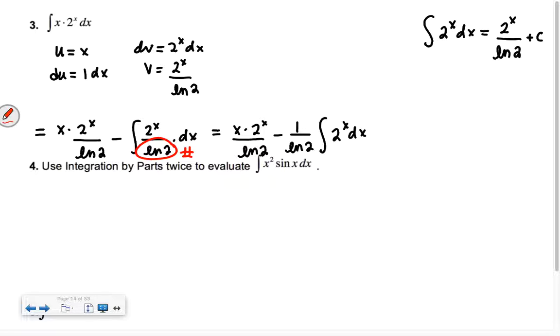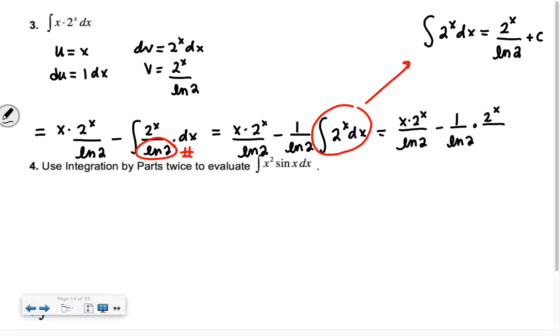Didn't we just do that? Oh, not necessarily. We have that, right? So we end up having x times 2 to the x over natural log of 2, minus 1 over natural log of 2 times 2 to the x over natural log of 2, plus c. You can leave it like that.